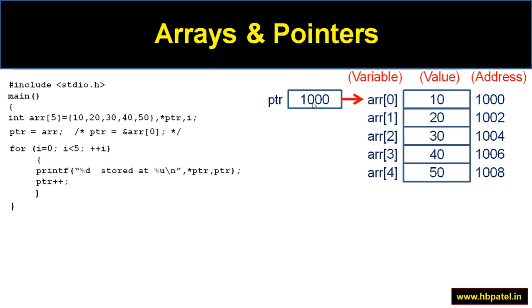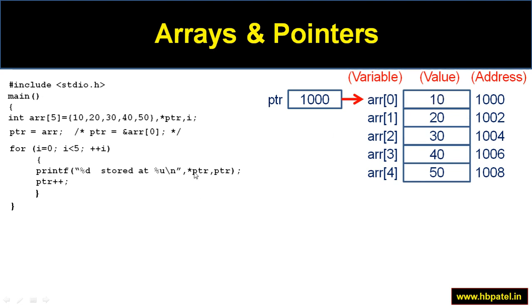Now let us move forward. We are running a simple loop for I equal to 0 and I less than 5: I equal to 0, 1, 2, 3 and 4. So this will be repeated 5 times. What am I printing? I'm printing star PTR. We know that star PTR is the contents being pointed to by PTR. So what is being pointed to by PTR? ARR[0]. And what is the content?